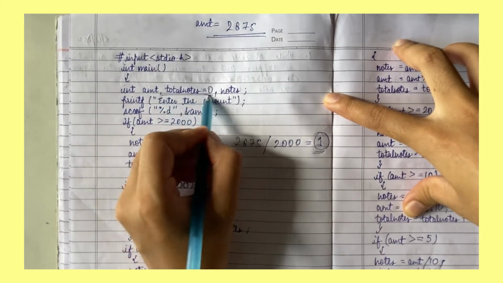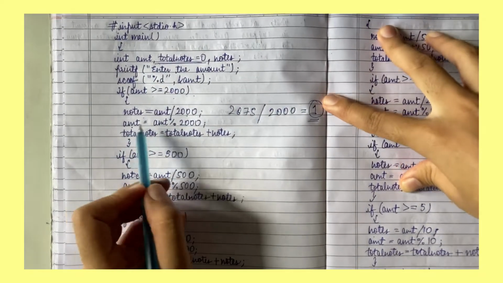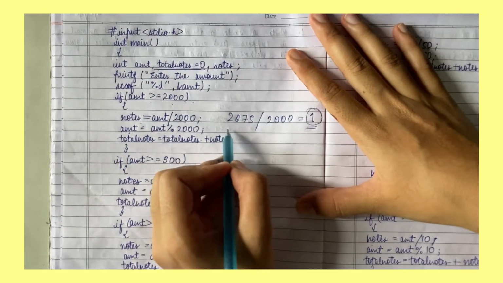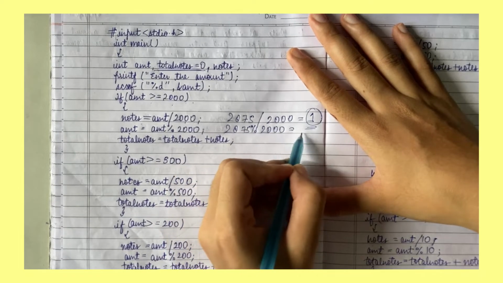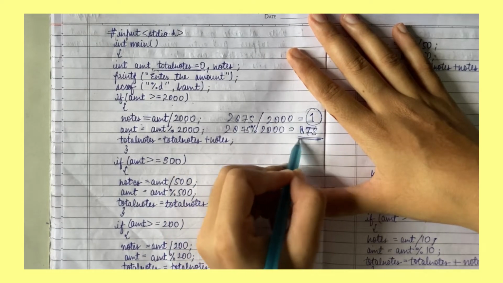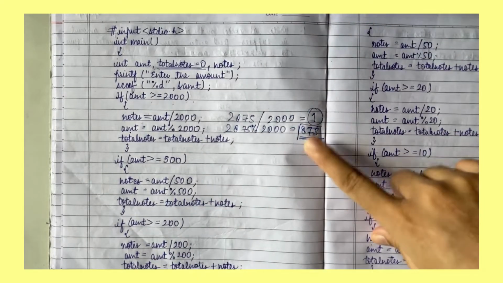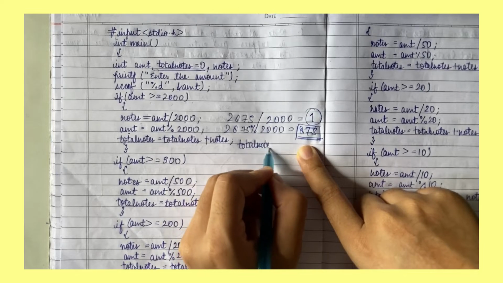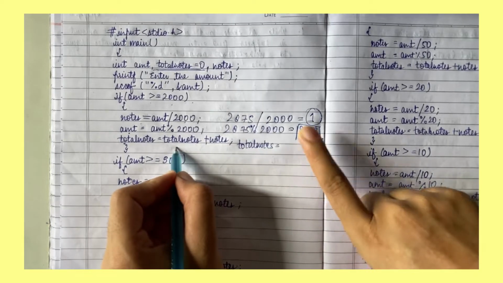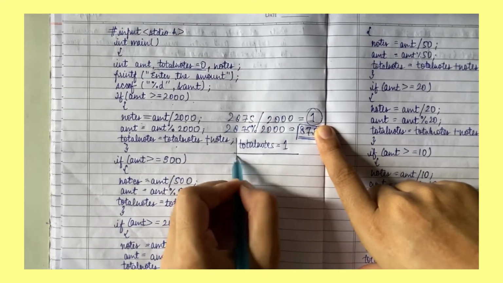Total notes initially is 0. The remaining amount will be 2875 modulus 2000, so that will be 875. So the remaining amount will be 875. The total notes will be initially 0 plus 1, that is 1. So total notes are 1 now.